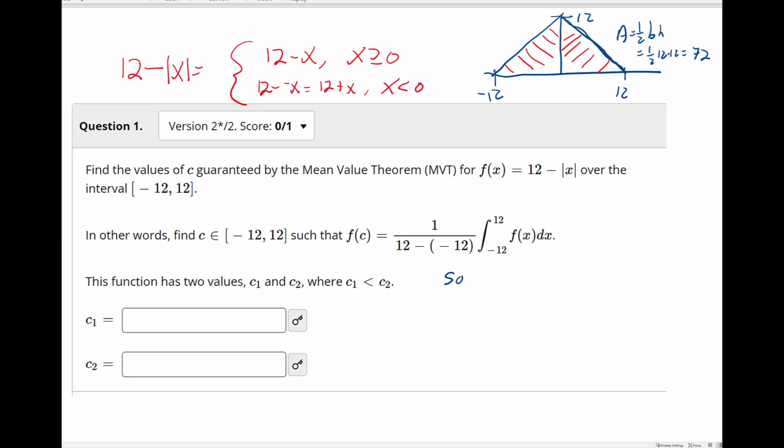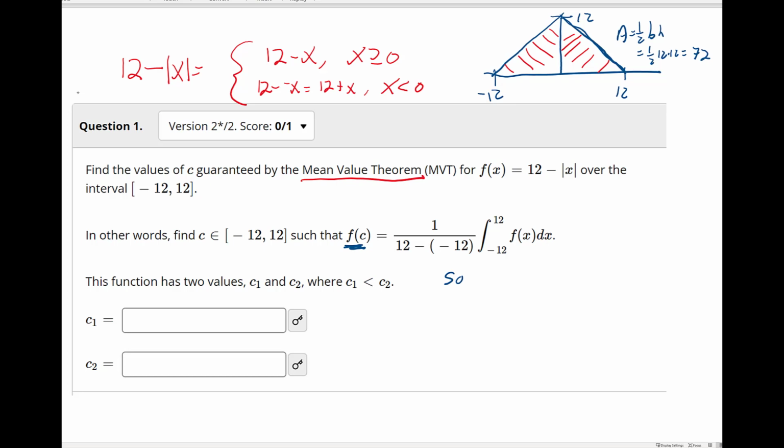Now, let's take a look at this problem. We're trying to use the mean value theorem here. Switch back to blue. Okay. And the mean value theorem tells us that there's a value c such that f of c equals 1 over 12 minus negative 12, the ends of our interval, times the integral from negative 12 to 12 of f of x dx.